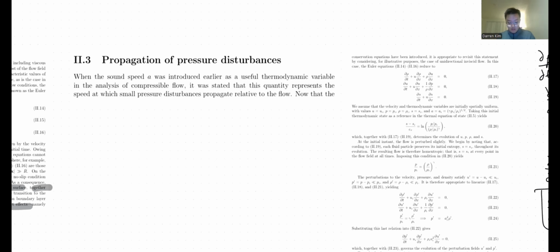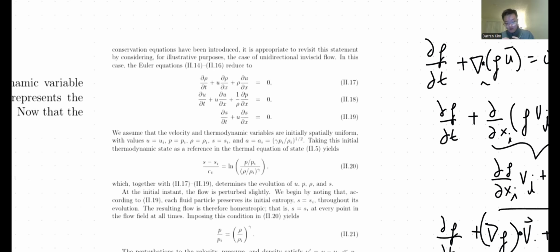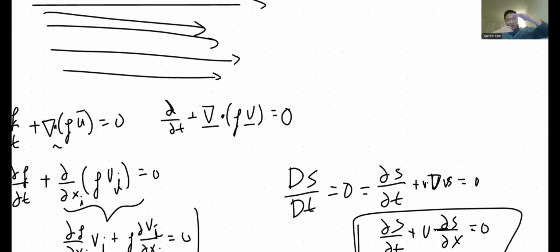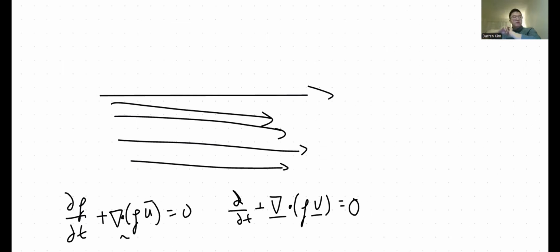Now that the conservation equation has been introduced, it is appropriate to revisit this statement by considering, for illustrating purposes, the case of a unidirectional inviscid flow. Here's what I think is happening. The velocity is going this way really fast relative to everything else and trying to push it off. So it makes sense if it's axial, all the changes are in the x direction. That's the mindset I had when I was making this assumption over here.